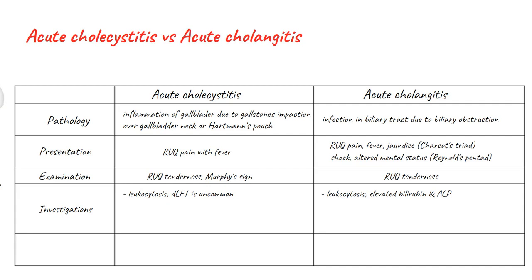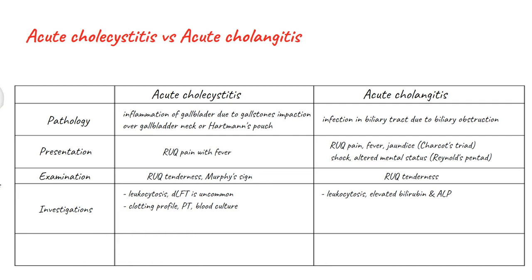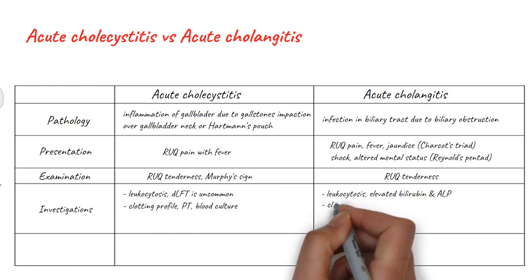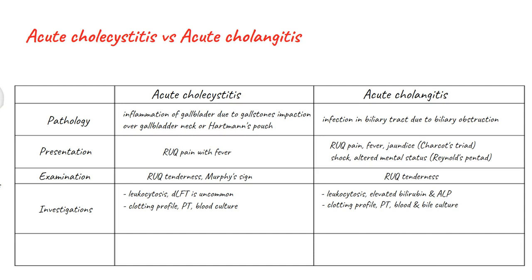For both diseases, we would have to check the clotting profile to prepare for intervention, such as surgery or drainage. We would also have to check pregnancy tests in childbearing age women, because we may need X-ray or CT scan. We will need blood culture for both diseases and possibly bile culture in acute cholangitis to guide antibiotic treatment. For imaging, ultrasound is the first line. Abdominal X-ray is not very useful. First, because only 10% of gallstones are radio-opaque.